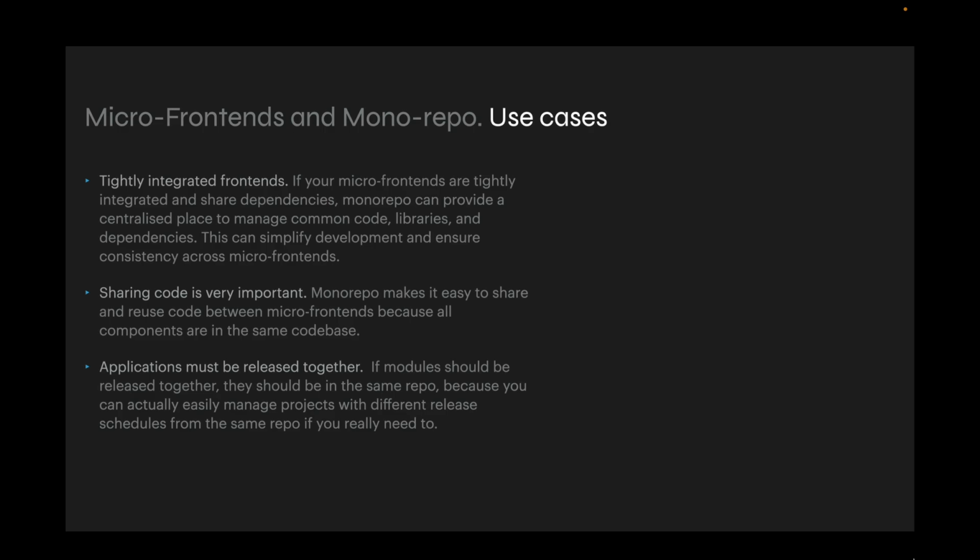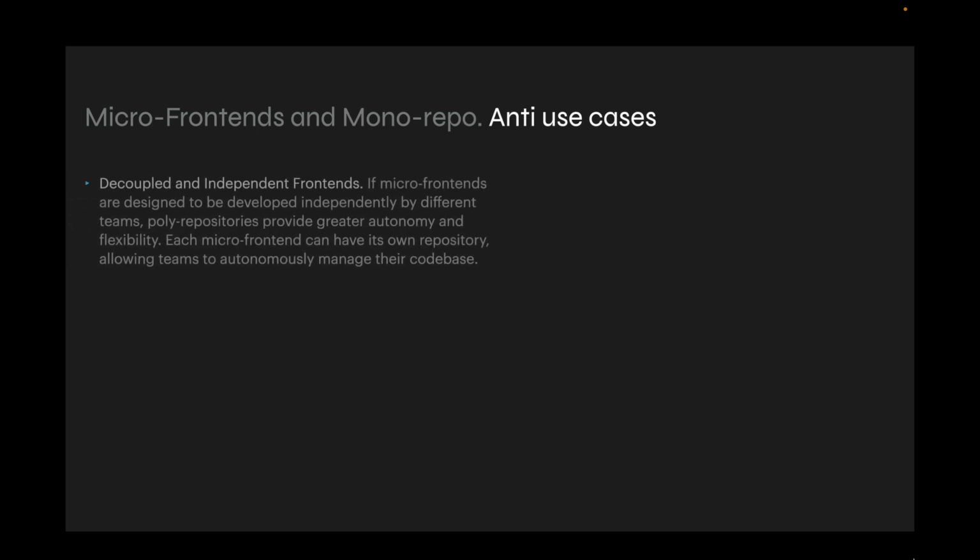If monoliths should be released together, they should be in the same repo, because you can easily manage projects with different release schedules from the same repo if you need to. Let's look at cases when we shouldn't use mono-repositories for micro-frontends. If we have decoupled and independent frontends.